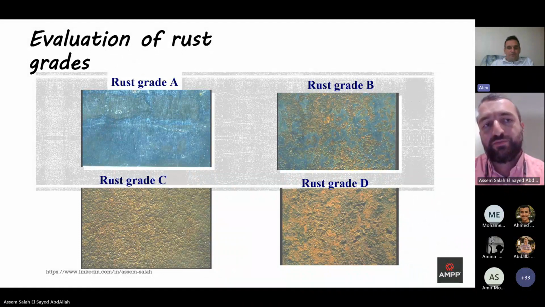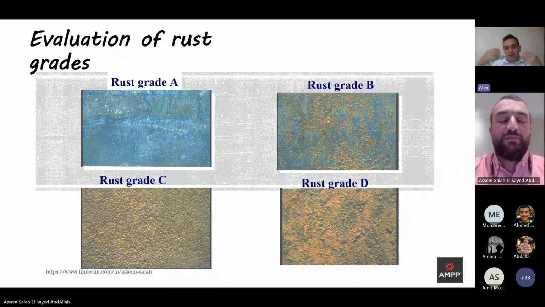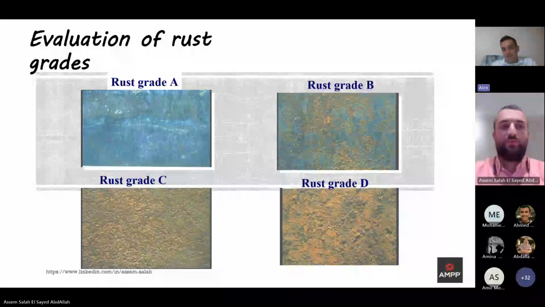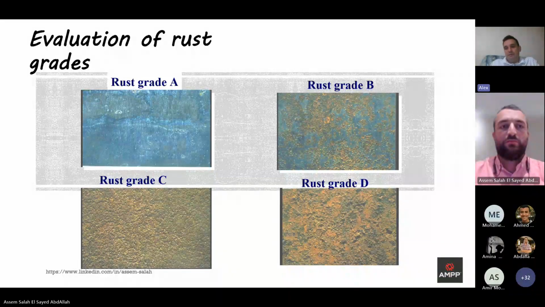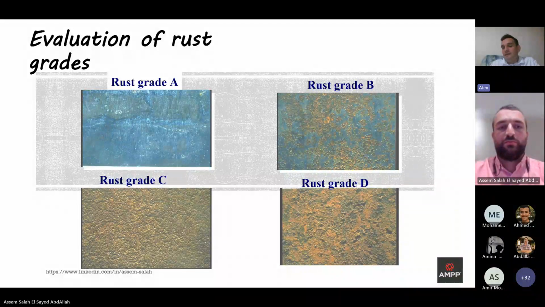Yes, they differ from one another just by how long they stayed exposed to the ambient conditions, the environment. So I mean, rust A is most likely new metal, just came from a metal plant, whatever. Rust B just stayed a little bit outside. Rust C, I mean, maybe rust D took several years to achieve such a grade. For rust D, I don't know, maybe 10 years, 5 years. It depends on what kind of environment it was in.